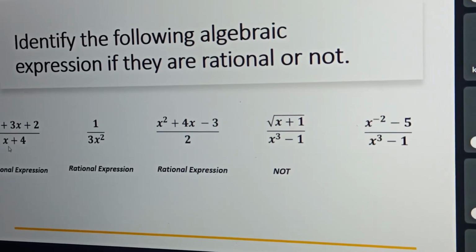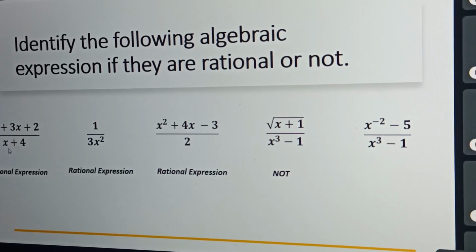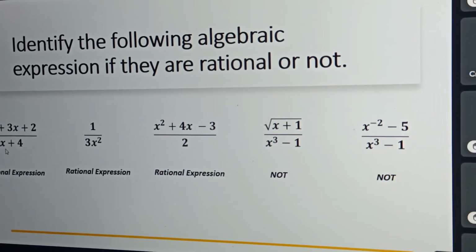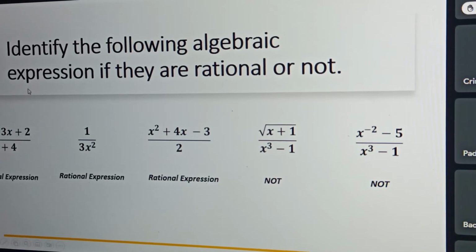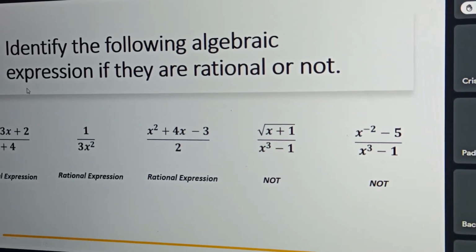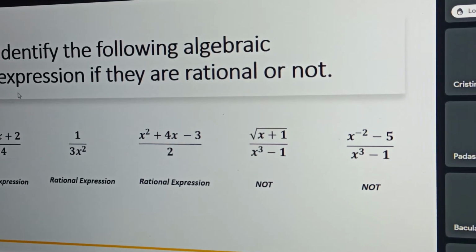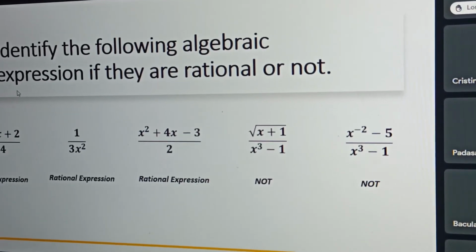And next one, we have x raised to negative 2 minus 5 all over x cubed minus 1. Okay, not rational po. Okay, that's correct. This is not a rational expression dahil meron siyang negative exponent. Okay, di ba? Napakadali nga identify if the given equation is irrational or not.